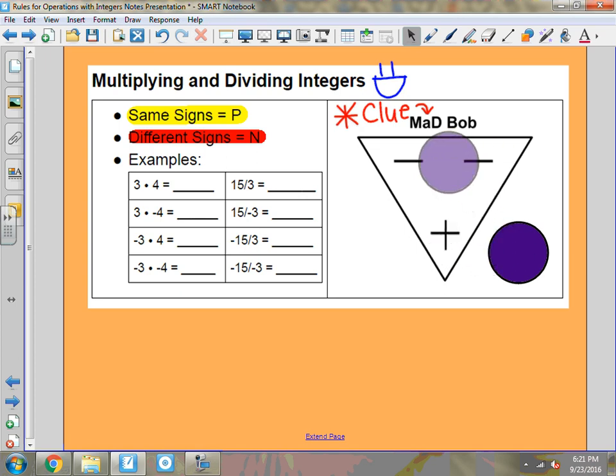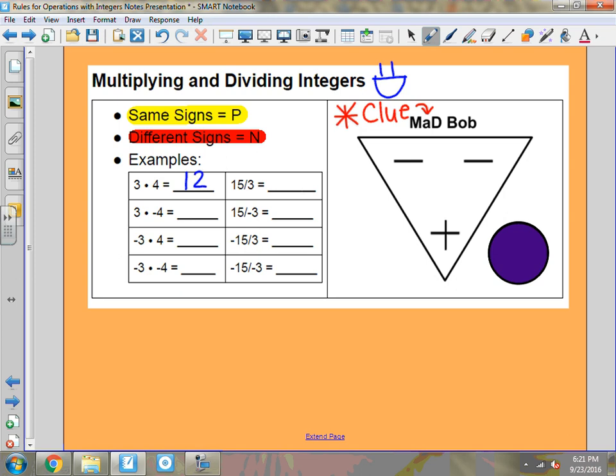So for example, let's look at 3 times 4. That's a positive times a positive. Well, Bob has his 2 eyes are negatives and his mouth is positive. But positive times positive is so easy, we don't need Mad Bob to do it. So 3 times 4 is 12. And a positive times a positive is a positive 12.